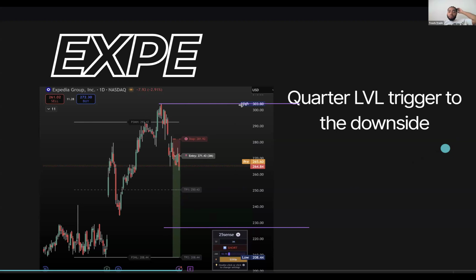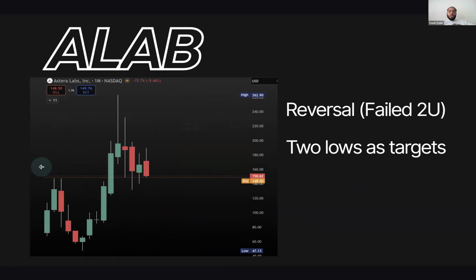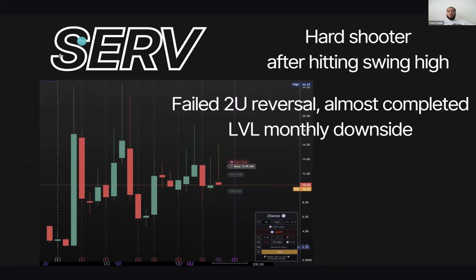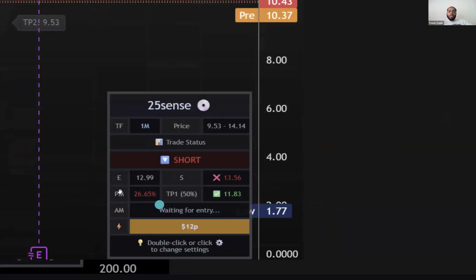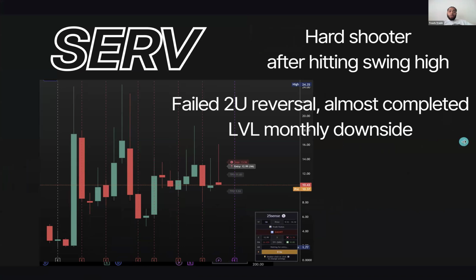SERV is very similar. It failed to go up again. That means we rejected a previous high and started trading back into the range. This is the monthly. It has a hard shooter on the month that could break down. This looks really similar to that other one that was showing, ALAB. SERV is a robotics company. It was active for a 26% correction to the downside, if you see that. Pretty big, right? It already covered most of that, but it could still finish the job for some more.